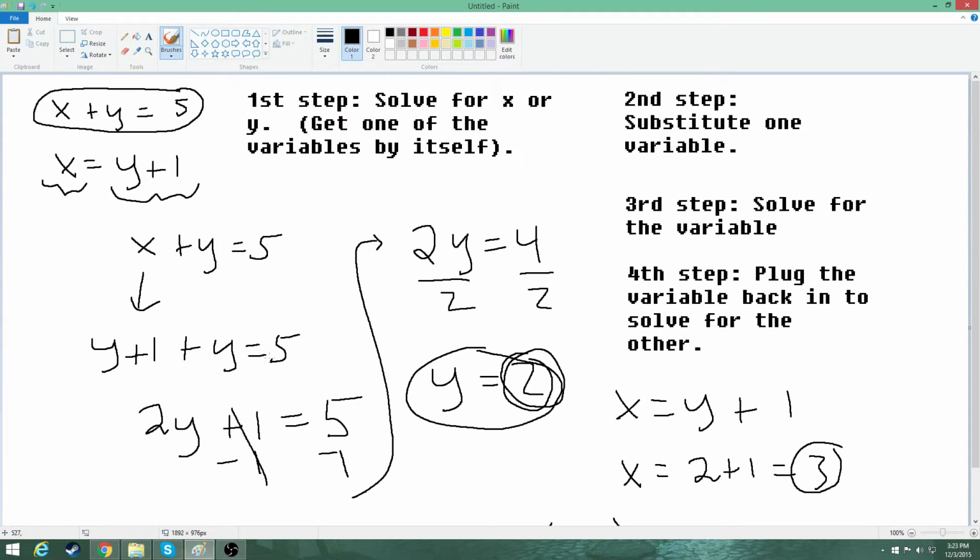Okay, so let's recap. We started out over here with these problems at the top. And what we did was we took the x value, and instead of x, we wrote down y plus 1. This was the substitution step.